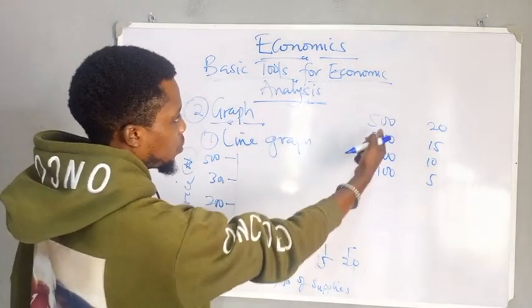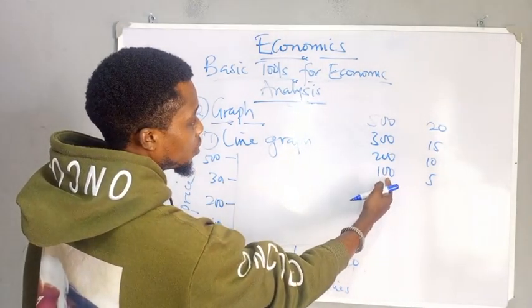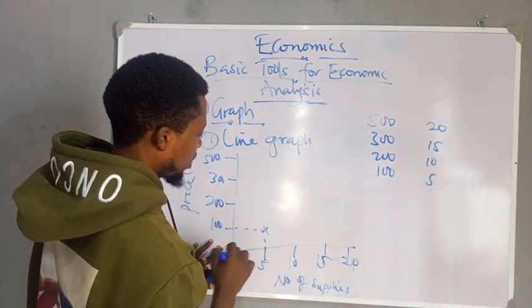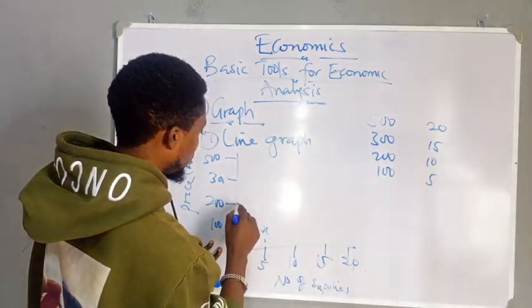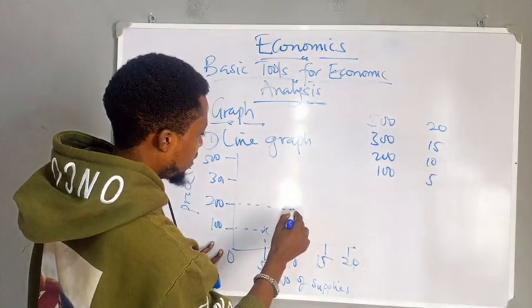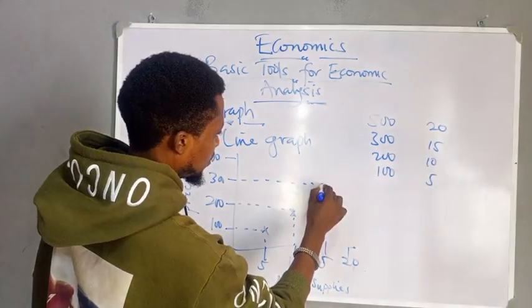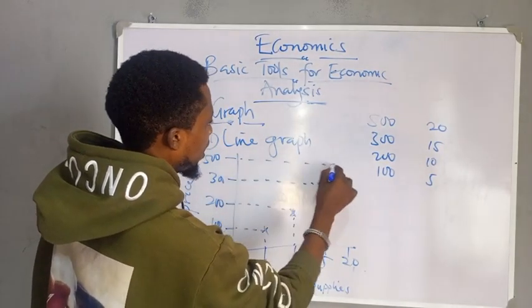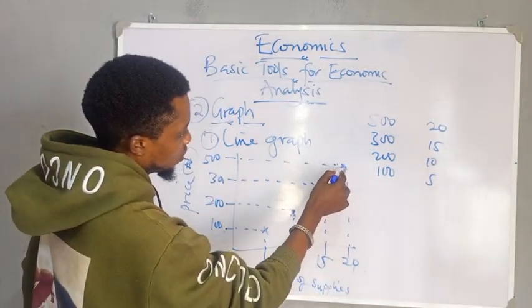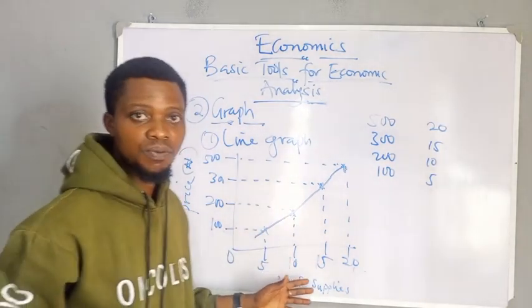When it's 100 naira, 5 shoes were supplied. That's the meeting point. When it's 200, 10 shoes were supplied. 10 and 200 meet here. When it's 300, we have 15. This is the meeting point. When it's 500, we have 20. This is the meeting point. Connecting these points together, we have what we call a line graph.